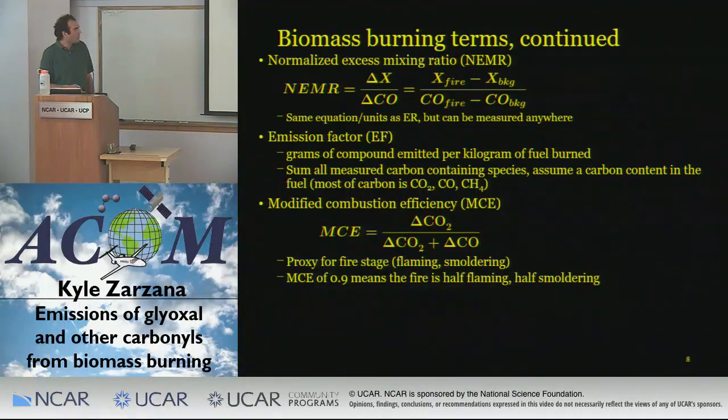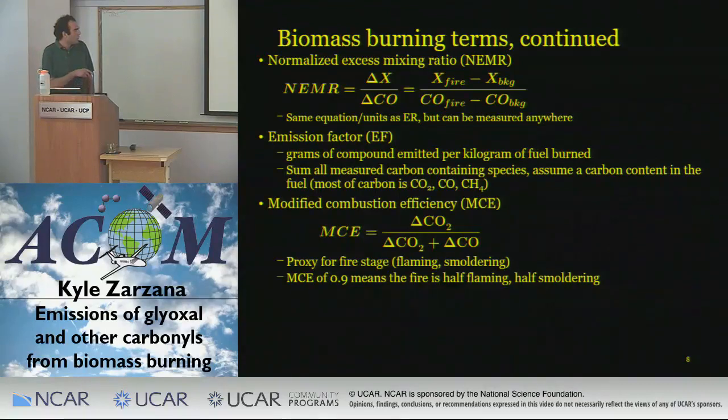Another common term for biomass burning is emission factor, and it's the grams of a compound emitted per kilogram of fuel burned. And when you're out in the field, the way you get the amount of fuel burned is you sum all the measured carbon-containing species and you assume some carbon content in the fuel. And this generally works pretty well. Most of the carbon comes out as CO2, CO, and methane. Somewhere between 90 and 95% are in just these three species.